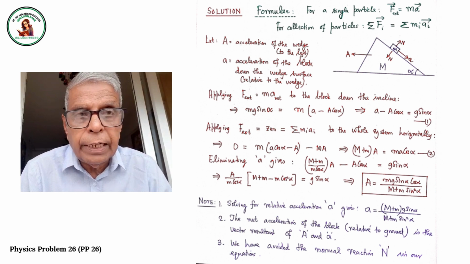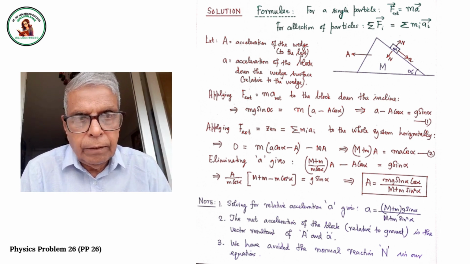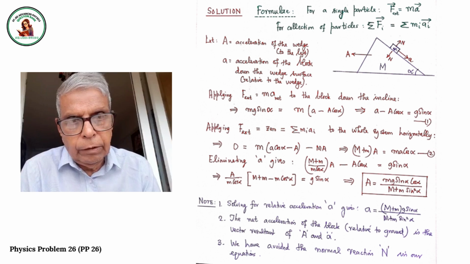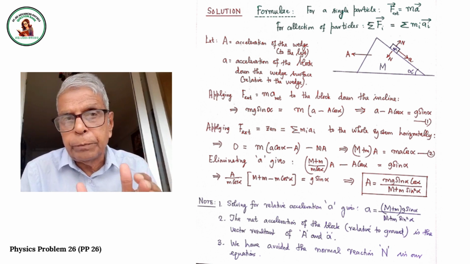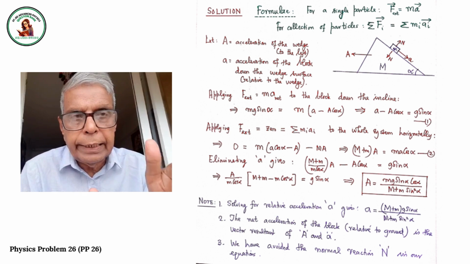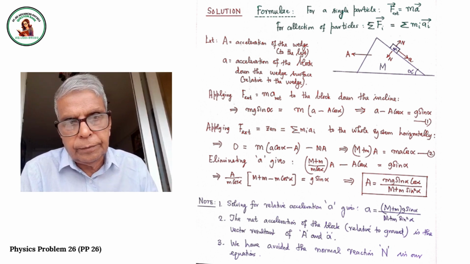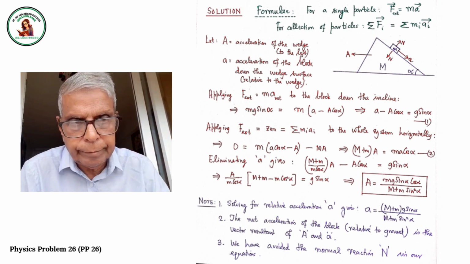Now the wedge has only one acceleration, marked as capital A to the left, whereas the small block has two accelerations. One is the capital A, that of the wedge itself, because it is moving as part of the wedge. Then small a, marked down the incline, is the relative acceleration, relative to the wedge. So it is moving relative to the wedge, and simultaneously moving with the wedge.